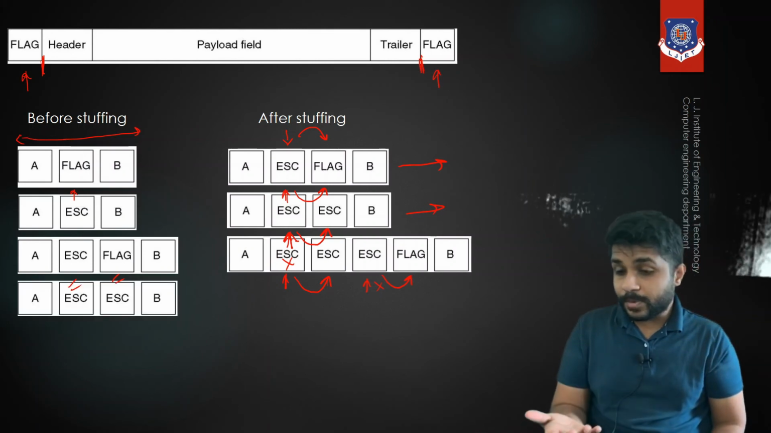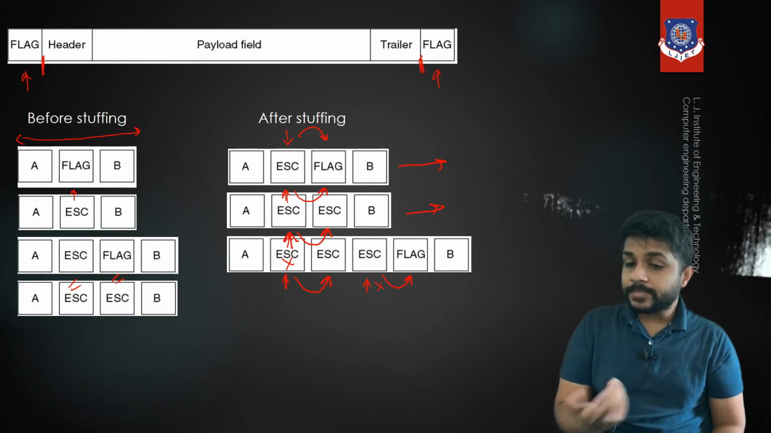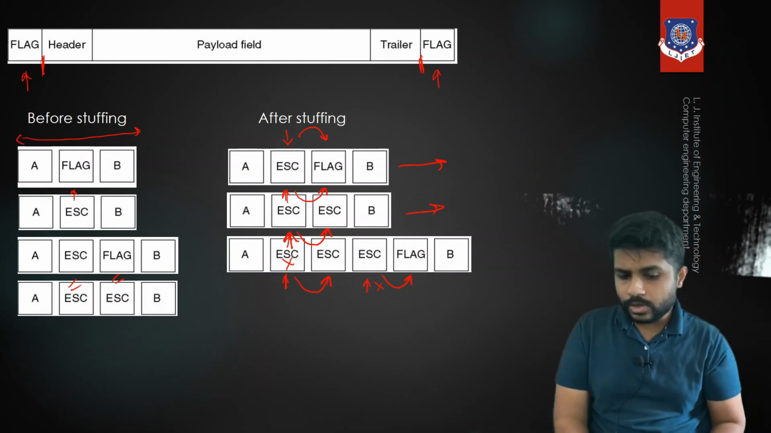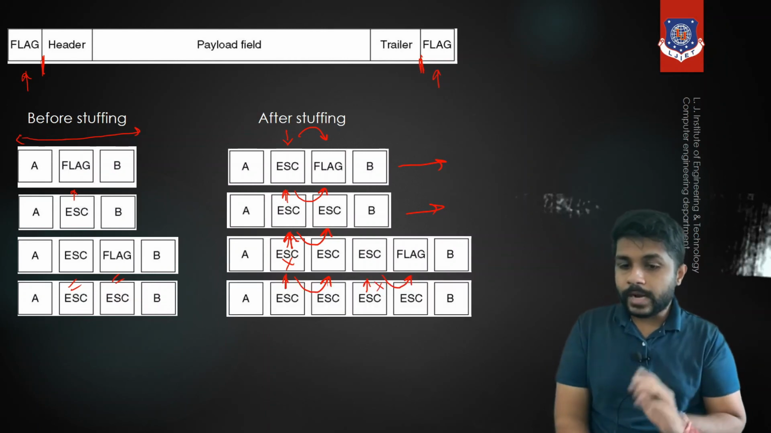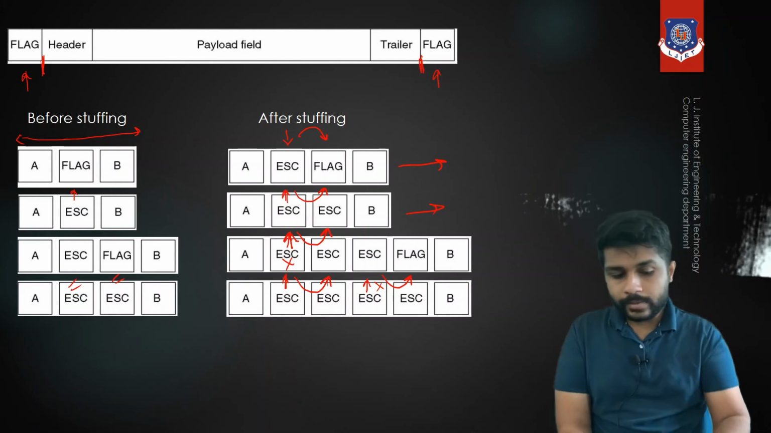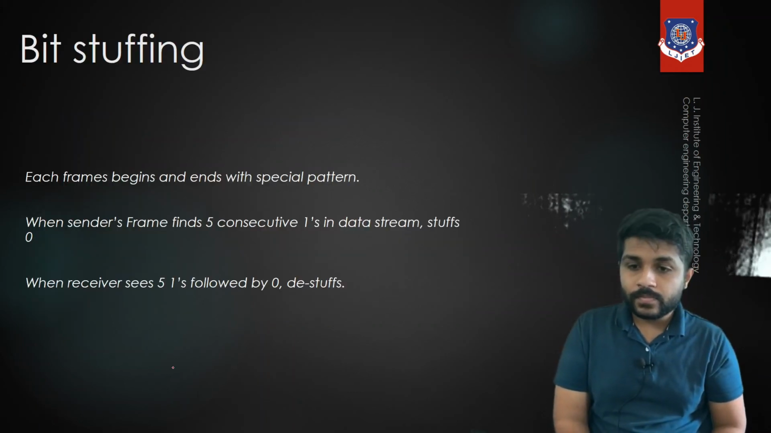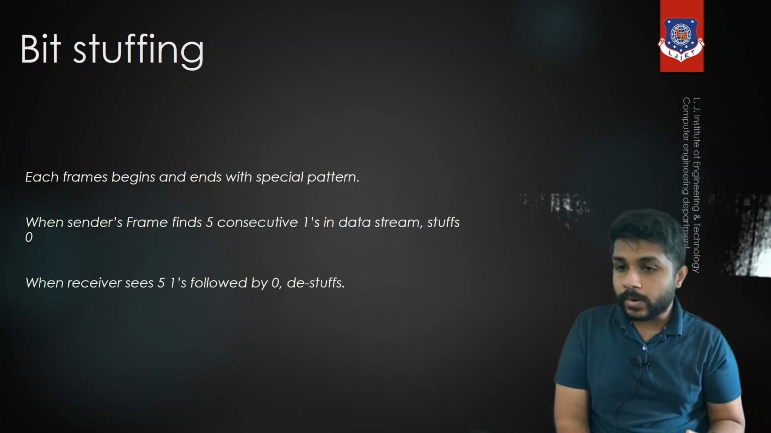Now there is also a possibility that two escape character-like data items are present in the frame. So I think you get it that 4 escape characters will be there before sending the frame. Okay, now let's see the last method, which is bit stuffing. Now, how does bit stuffing work?